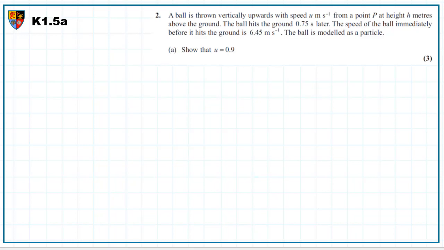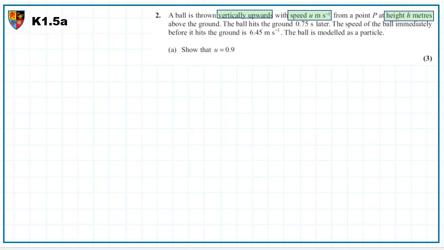What do we have? Vertically upwards, the ball is being thrown up. Immediately you start thinking acceleration due to gravity, minus 9.8 is what I'm going to be using, because if it's going upwards, acceleration is working against it. It's going in the opposite direction, so we get the negative, don't we?